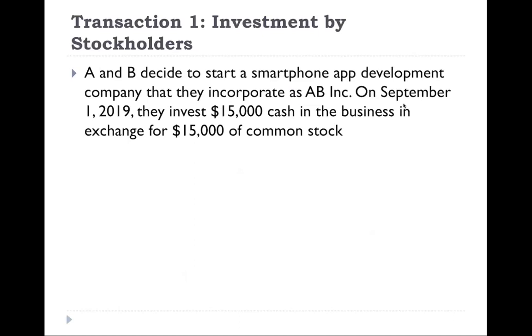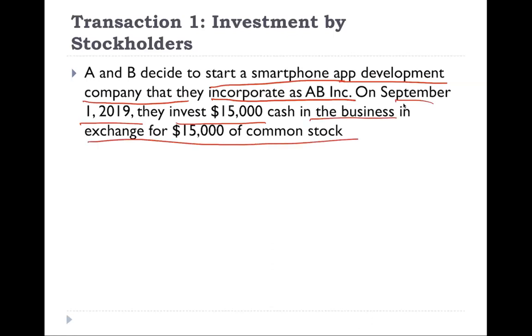The first transaction is investment by stockholders. A and B decide to start a smartphone app development company, and they incorporate AB Inc. On December 1st, they invested 15,000 in cash in the business in exchange for 15,000 of common stock. How does this transaction affect AB Inc.'s accounting equation? Please take 1 minute, think about it, and you can pause your video for now.